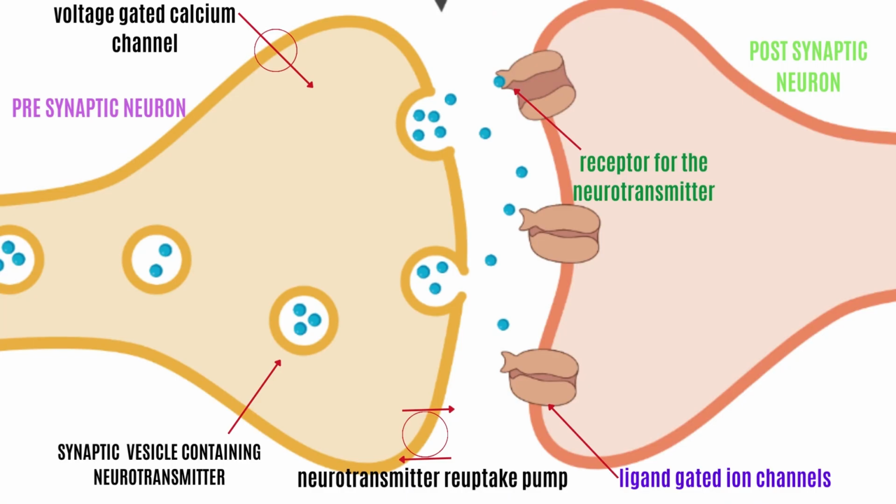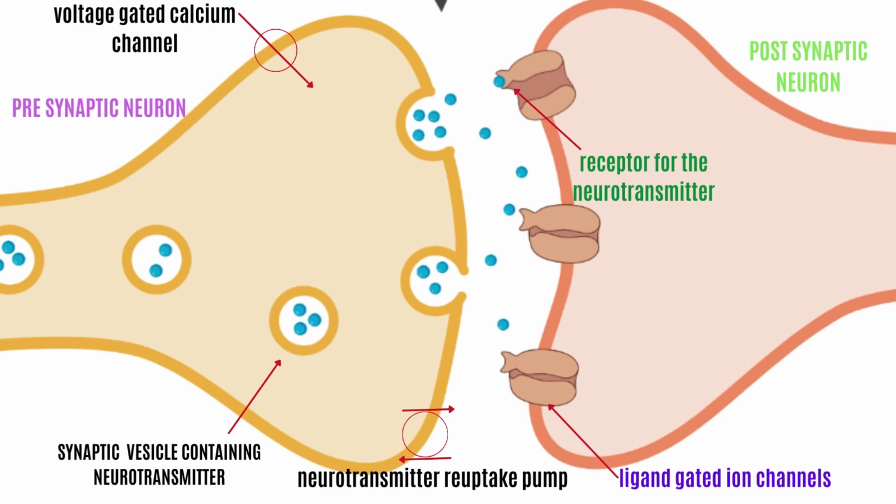Let us first look at the presynaptic neuron. The presynaptic neuron contains several structures. You need to know these structures and their function. The first is synaptic vesicle, which is this rounded structures having these blue dots. The synaptic vesicle contains neurotransmitters. There are various neurotransmitters which I will cover in a different video.